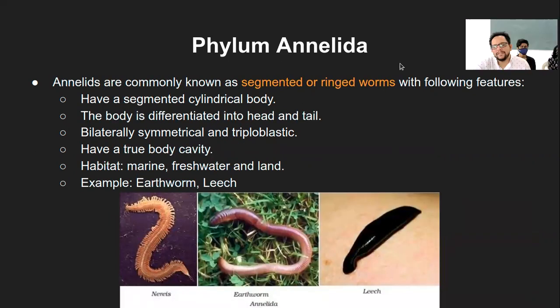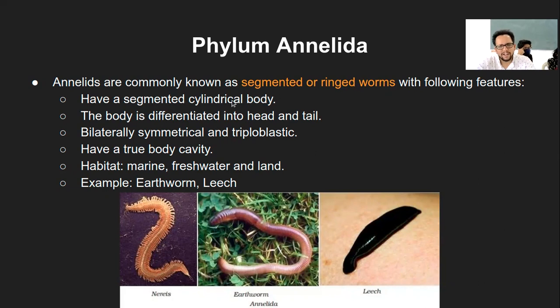The next one is again a kind of roundworm, but it is segmented, or ringed worm. That means they have different segments within their body. Earthworm, I'm assuming everyone has seen for sure. That is the phylum Annelida. Annelida literally refers to the segmented worms. This ann, I assume, stands for annular, which means a ring-like structure. So that is the Annelida category, which is segmented ringworms.